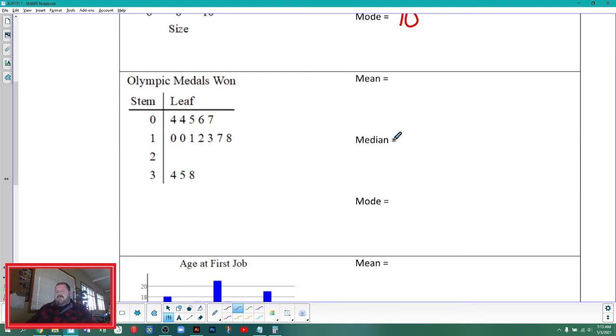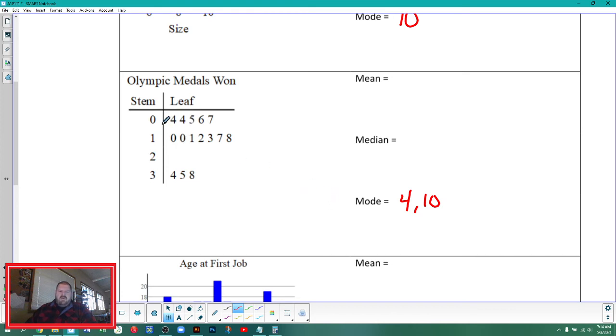Looking for mode first. What's the most repeated value? I realize I'm working bottom up, but trying to go with simplicity. Most repeated value, I would say there's 2 modes: 4 and 10. Right? 0, 4, 0, 4, 1, 0, 1, 0. And that's about it.